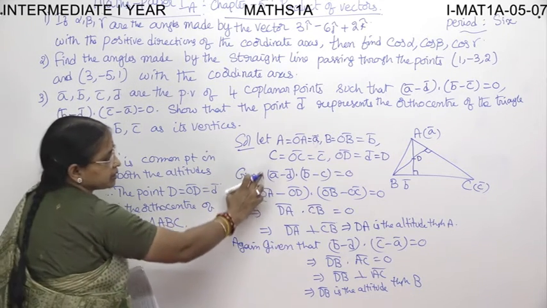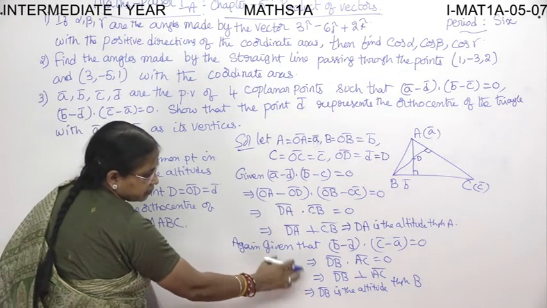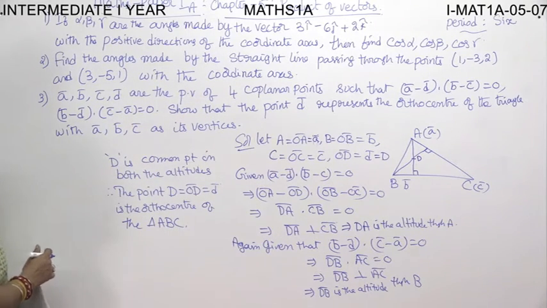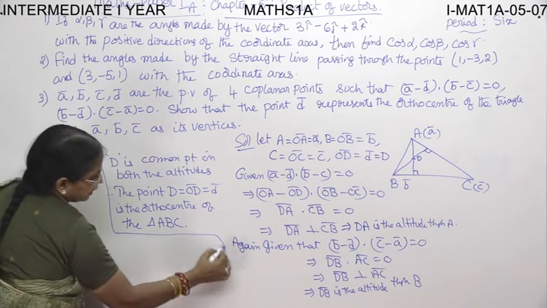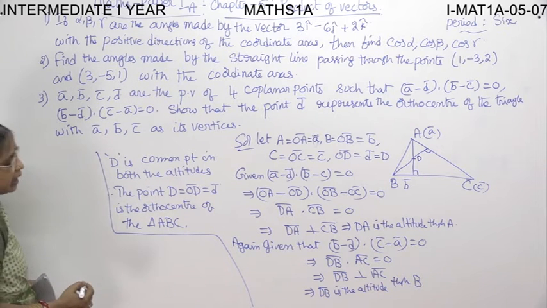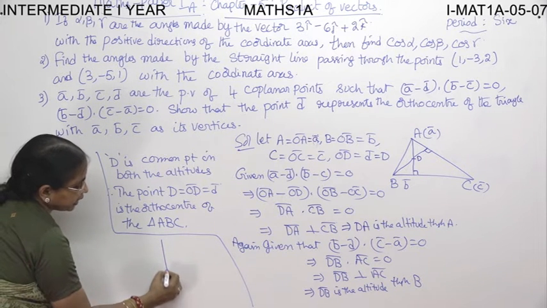First take the points as A, B, C, D, take A minus D, and then you simplify like this, you will get it. Okay, now the first problem: alpha, beta, gamma are the angles made by the vector with the coordinate axes.